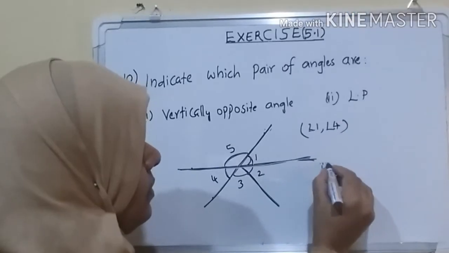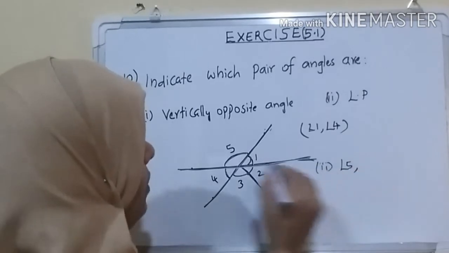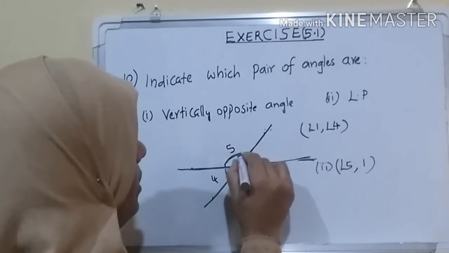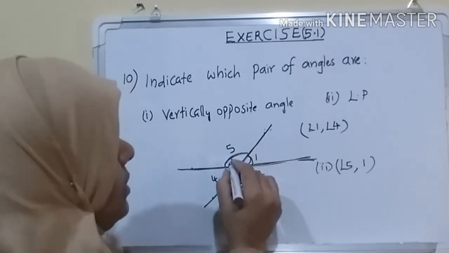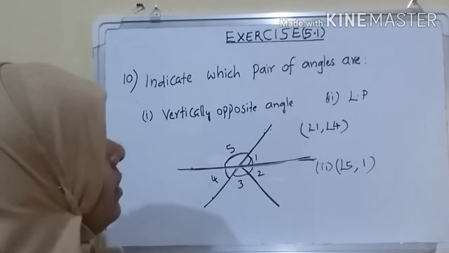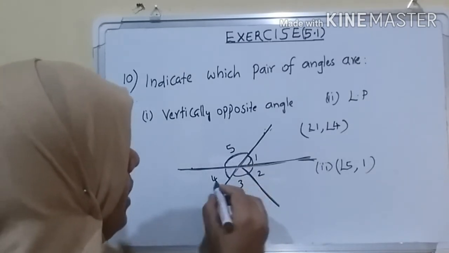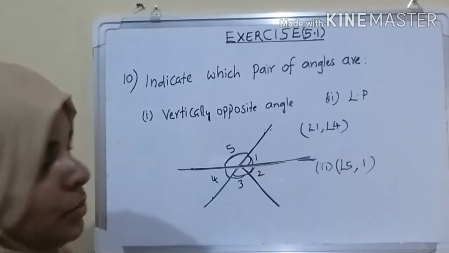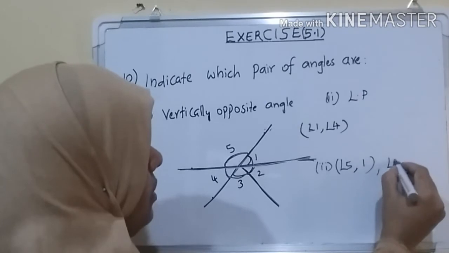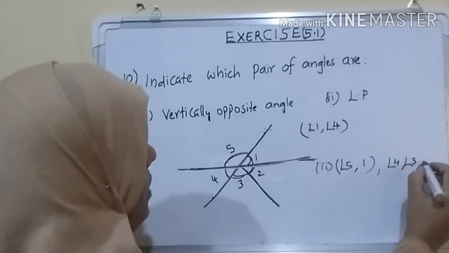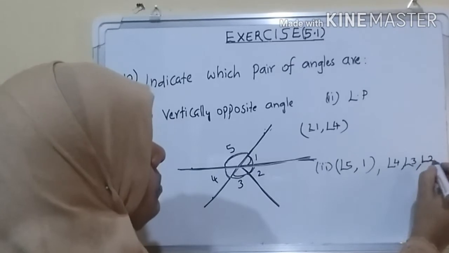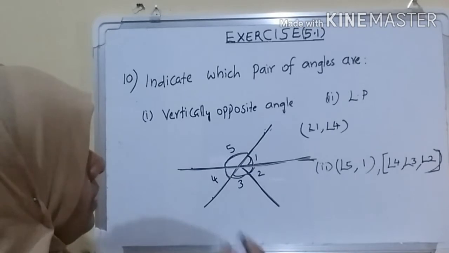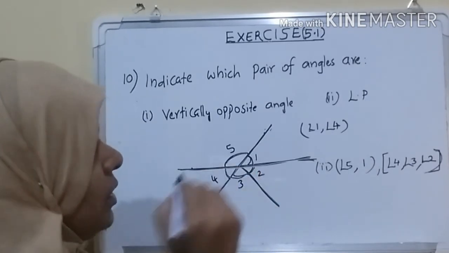Second answer. Angle 5 and angle 1. Consider this straight line. Then the angles on this line are angle 5 and angle 1. Okay. Then on the lower part of that line, what are the angles? Angle 4, angle 3, angle 2. Yes. Angle 4, angle 3, angle 2. This is also a linear pair, right? Angle 3, angle 4, angle 2.